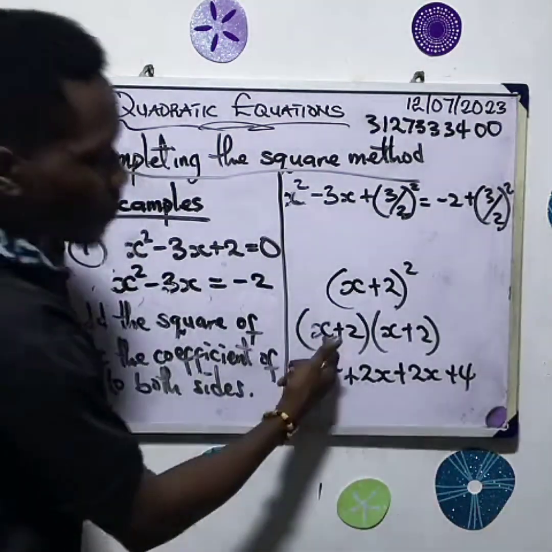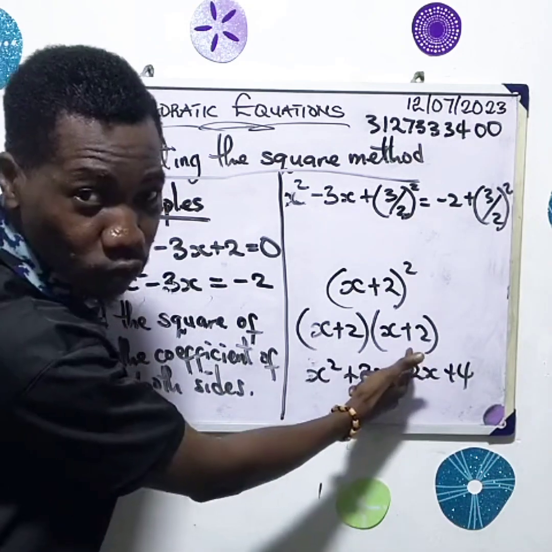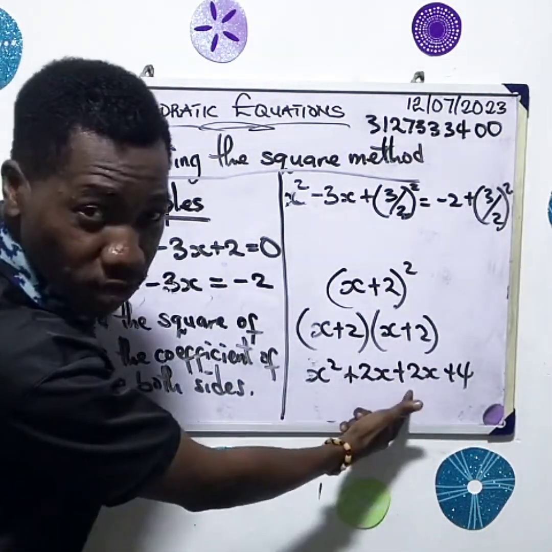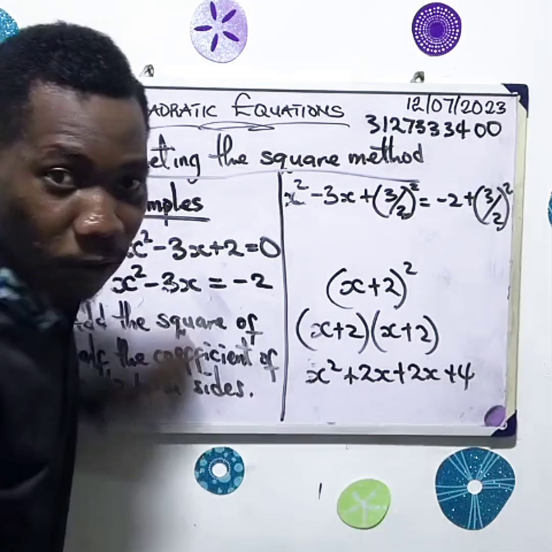Continue. So we have x times x, that's giving us x squared. X times plus 2, that's going to give us plus 2x. Plus 2 times x, that's going to give us plus 2x. Plus 2 times plus 2, that's going to give us plus 4.